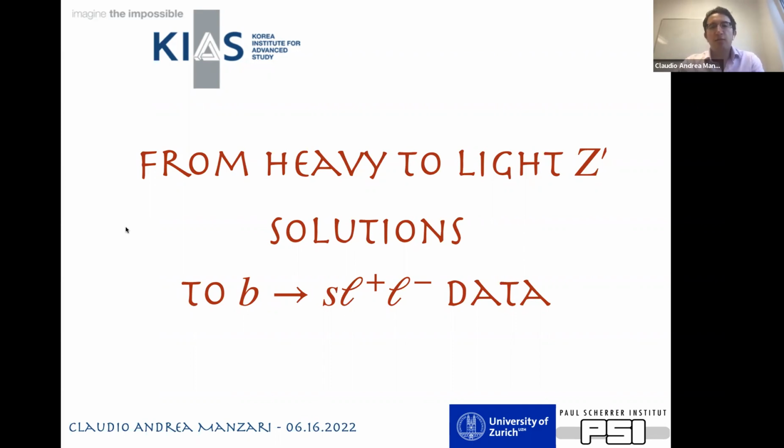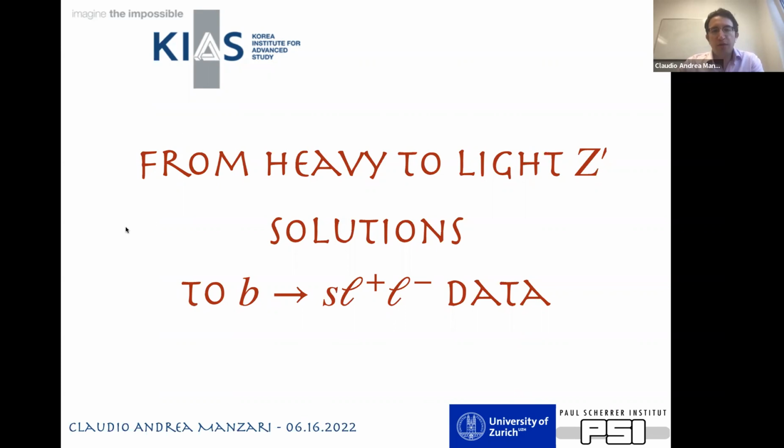Prime models, and in particular Z prime models with a heavy Z prime and models with a light one. It's well known that these models are prime candidates to solve the anomalies in rare neutral B-meson decays. Here, I don't want to discuss their generalities, but I would really like to focus on two interesting features on which I recently worked with my colleagues.